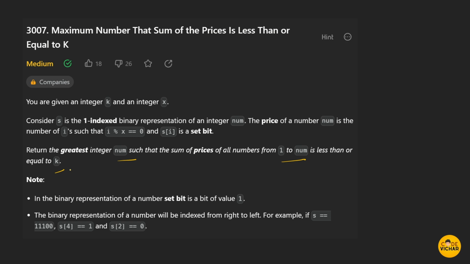The price of a particular number is nothing but the number of set bits at positions I such that I is a multiple of x. Let us understand this problem well using an example.